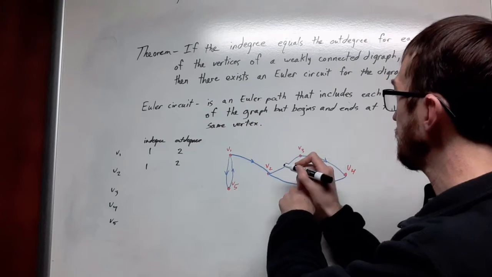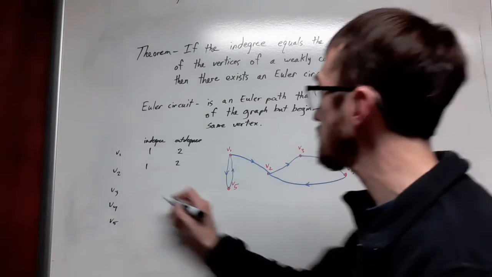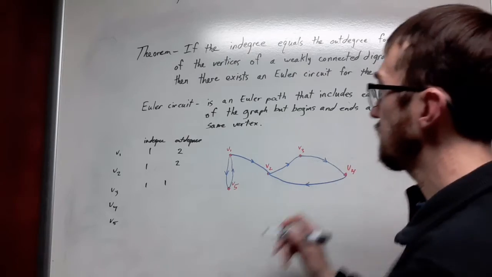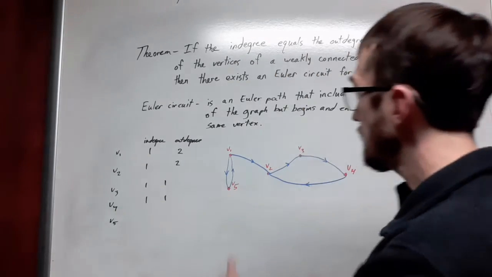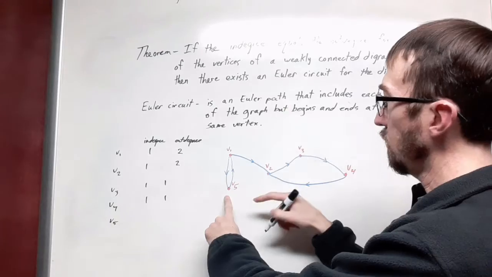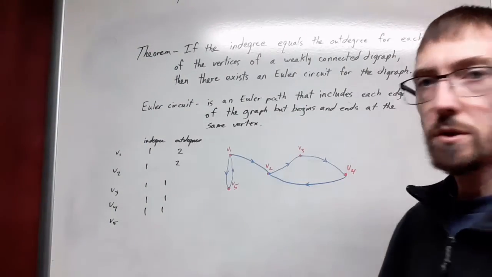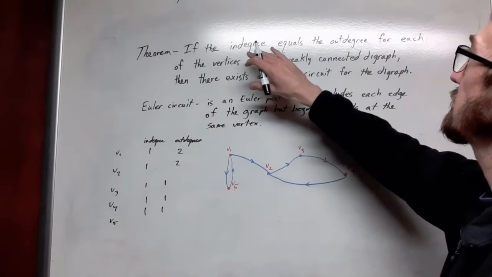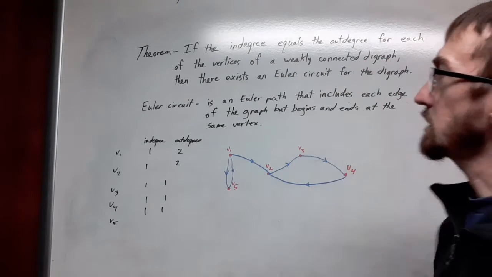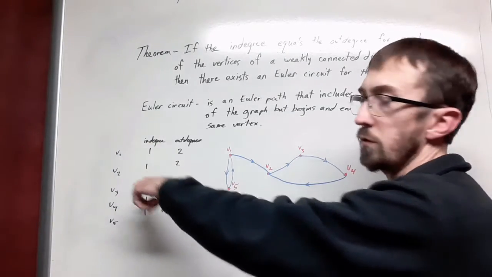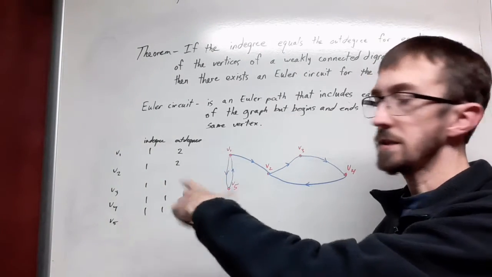At V3 I have 1 in and 1 out. At V4 I have 1 in and 1 out. And at V5 I have 1 in and 1 out. So looking at the theorem, it says if the indegree equals the outdegree for each vertex... Well, we don't have that happening. The first 2 vertices here fail that condition.